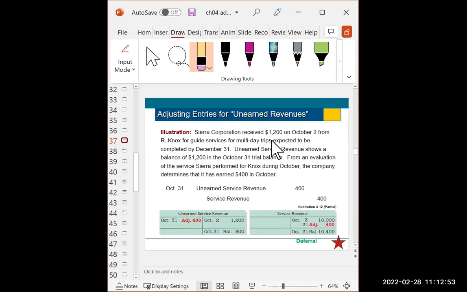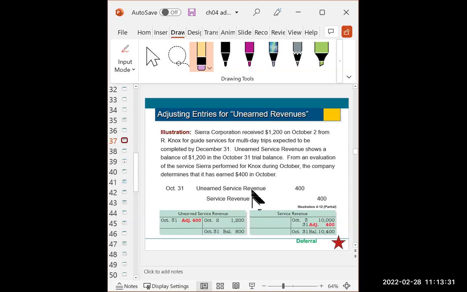Sierra Corporation received $1,200 on October 2nd from R. Knox for guide services for multi-day trips expected to be completed by December 31. Unearned service revenue shows a balance of $1,200 in the October 31st trial balance. From an evaluation of the service Sierra performed for Knox during October, the company determines it has earned $400 in October. So in order to show what they've earned, they're going to debit the liability, unearned service revenue.